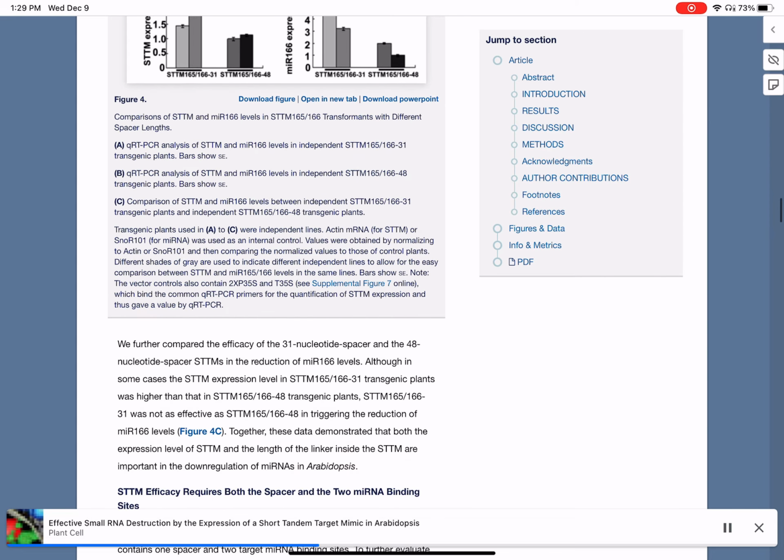See supplemental figure 7 online, which bind the common qRT-PCR primers for the quantification of STTM expression and thus gave a value by qRT-PCR. We further compared the efficacy of the 31 nucleotide spacer and the 48 nucleotide spacer STTMs in the reduction of Mir-166 levels. Although in some cases the STTM expression level in STTM 165-166-31 transgenic plants was higher than that in STTM 165-166-48 transgenic plants, STTM 165-166-31 was not as effective as STTM 165-166-48 in triggering the reduction of Mir-166 levels, figure 4c.